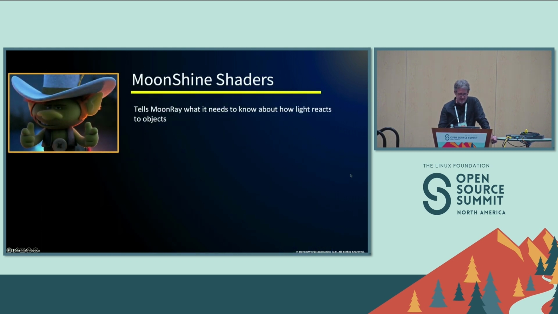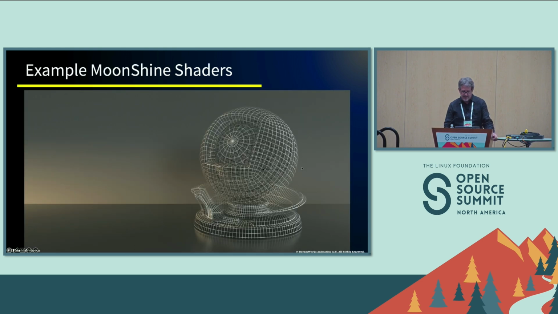Let's move on. So shaders are basically plugins that describe lights, materials, geometry, and more. Moonshine is a package of capable production shaders that are included with our open source MoonRay repository. Here we have a wireframe mesh of our version of the standard shader ball 3D model. We've open sourced this model on the Open MoonRay website.